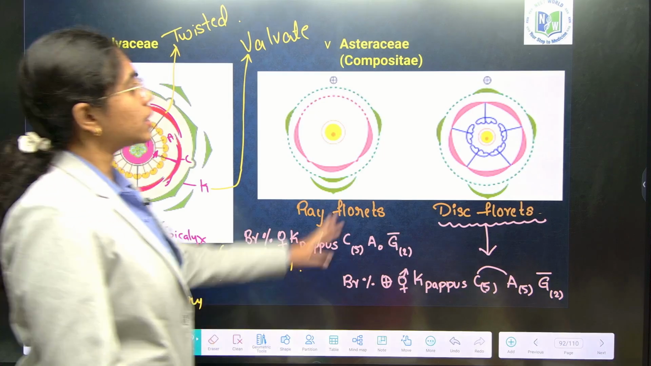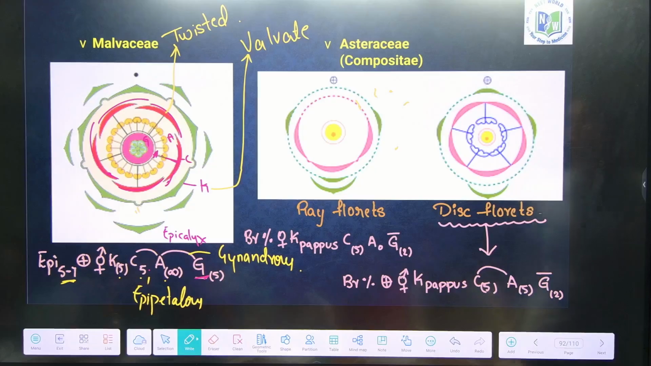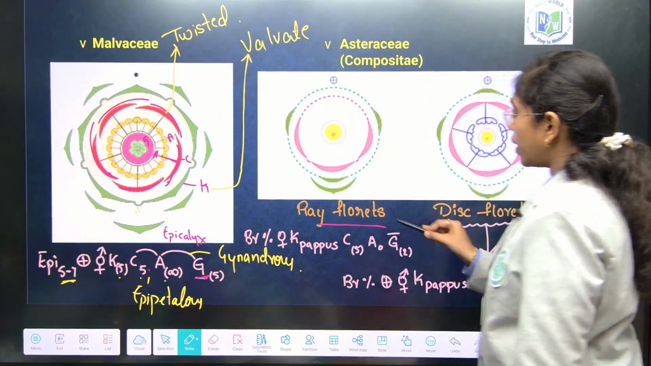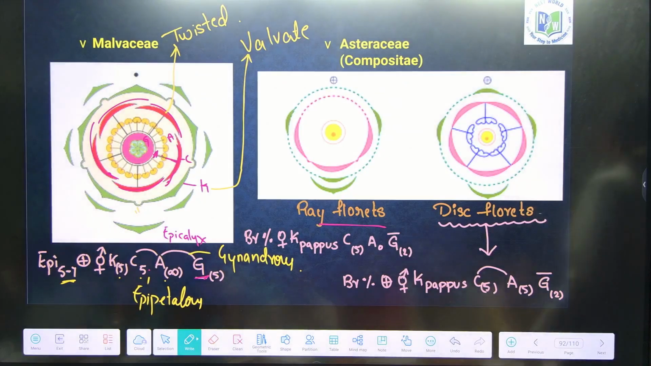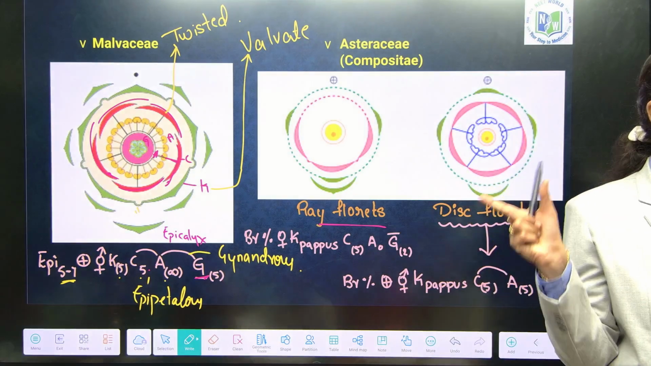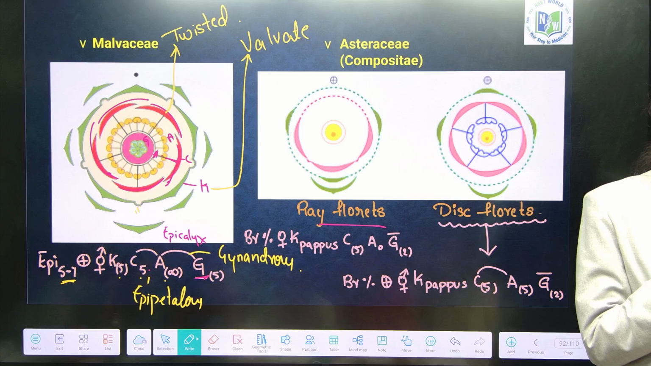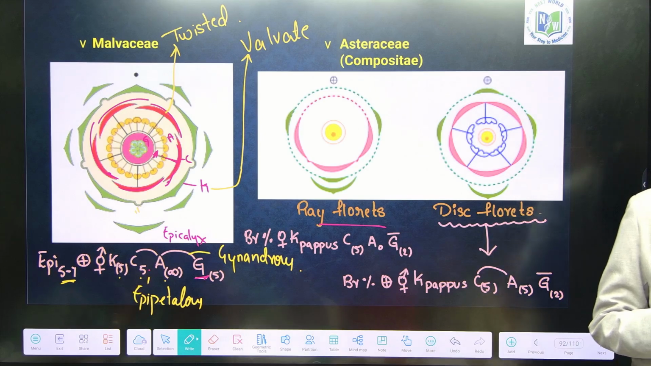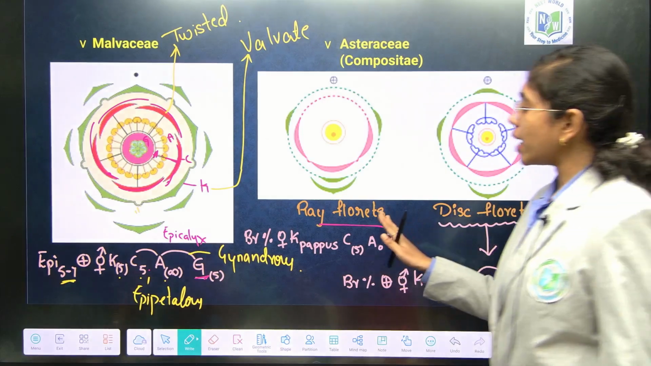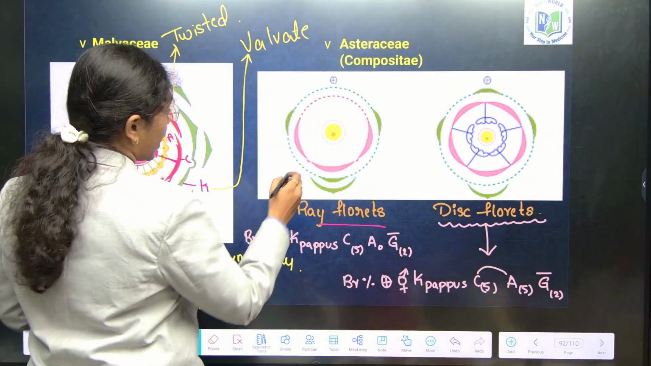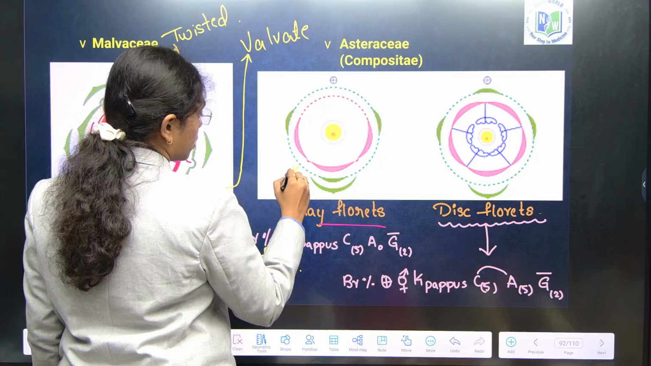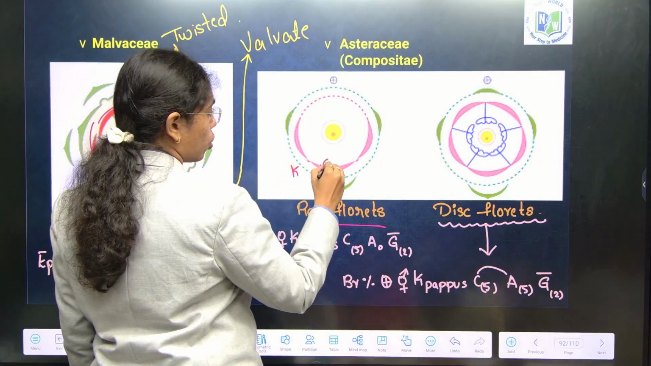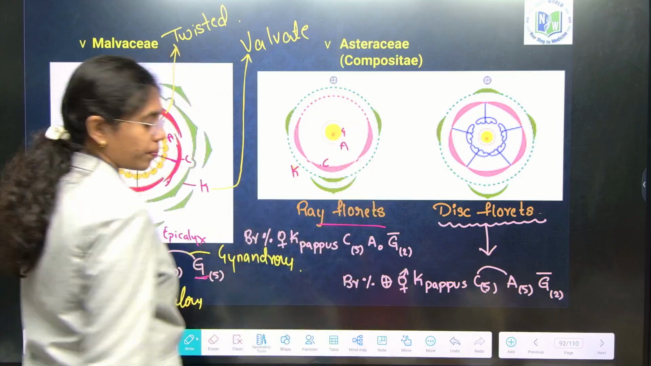Yeah. Next, Asteraceae or Compositae. It has both type of florets, ray florets and disc florets. Ray florets are at the end or edges and disc florets are at the center. In what type of inflorescence? Head or capitulum type of inflorescence. So ray florets you see, you can see paper like calyx. Calyx reduced to paper like structure called as pappus. Next, corolla, androecium, gynoecium. Okay.